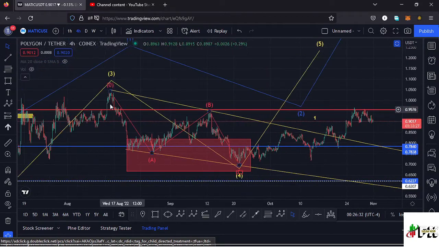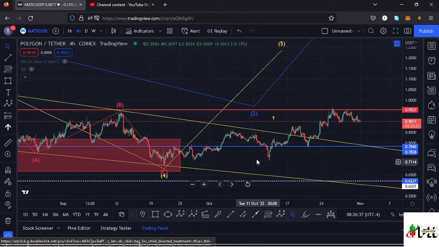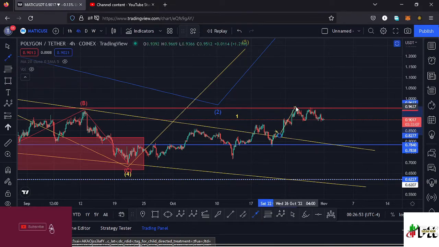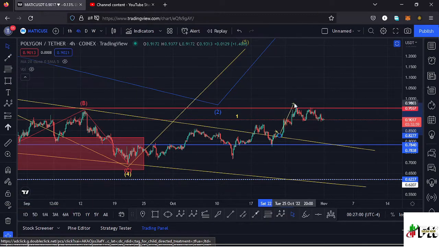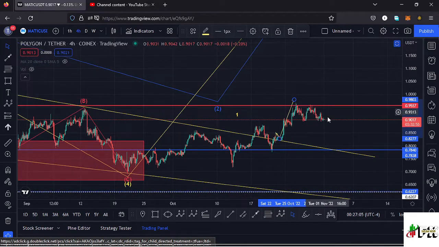Right here in the formation of this fourth wave, we have this channel, which is a descending channel, and Polygon Matic managed to break out of this channel to the upper side in this movement right here, after finding support at around the $0.78 mark. After breaking out of the channel to the upper side, we even saw a retest of the upper side of the channel. Then we continued pushing higher, getting to the key area of resistance at around the $0.95 mark, and we made our high at around the $0.96 mark. After making that high, we are seeing a bit of a pullback in this movement right here.